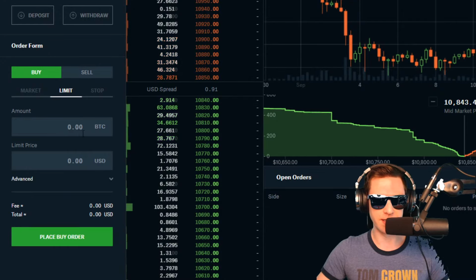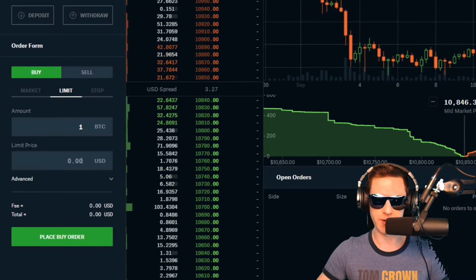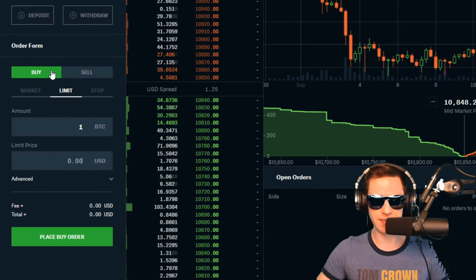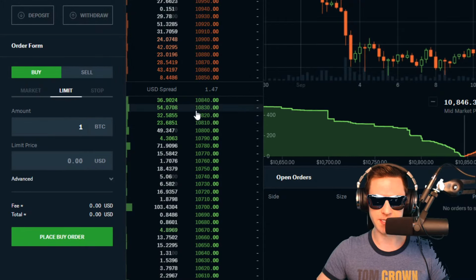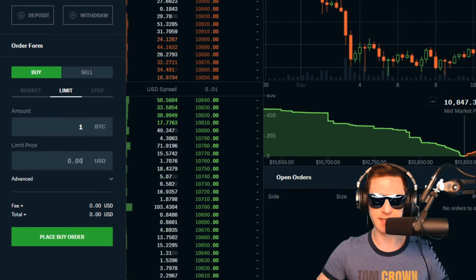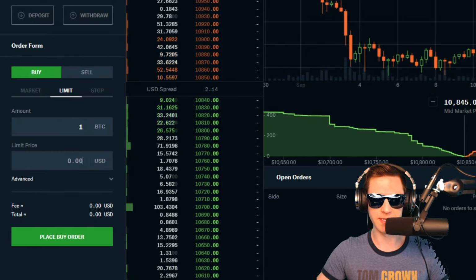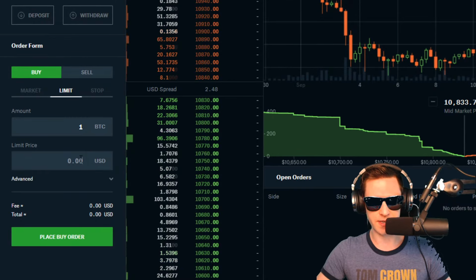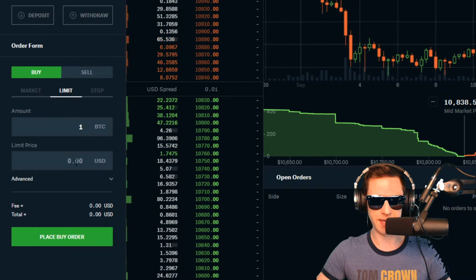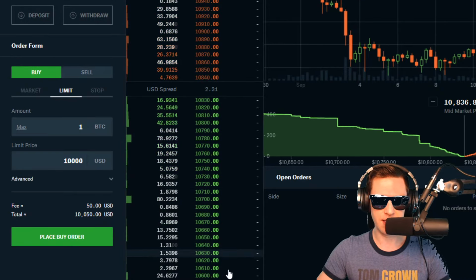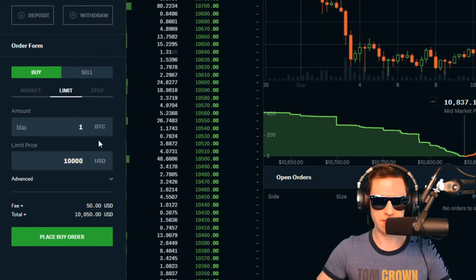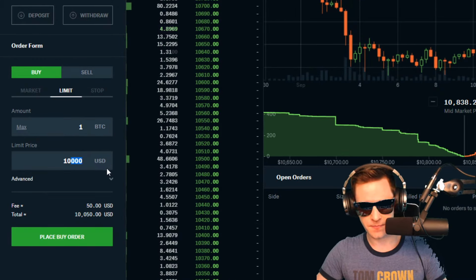If I wanted to buy, so I go to amount 1 Bitcoin, now I get to type the price that I want to buy 1 Bitcoin at. And so when you're buying as a limit order, you can only set this below what the current price is. So 10,848. I could not set a limit buy order at 10,900 or 11,000. I can only set it below 10,847. So I could do buy 1 Bitcoin at 10,000, and what will happen? I can't see it. So 10,500, let's say.